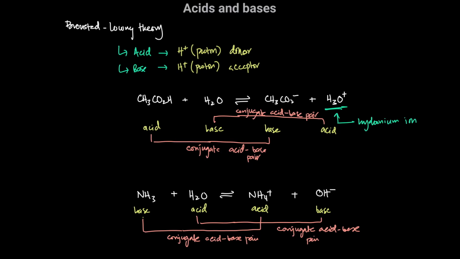So we can say that the ammonium ion is the conjugate acid of ammonia. When ammonia gains a proton, it forms the ammonium ion. And we can also say that ammonia is the conjugate base of the ammonium ion. When ammonium ions lose protons, they form ammonia. Similarly, the hydroxide ion is the conjugate base of water, and water is the conjugate acid of hydroxide.